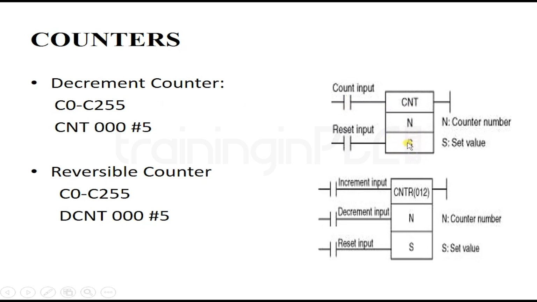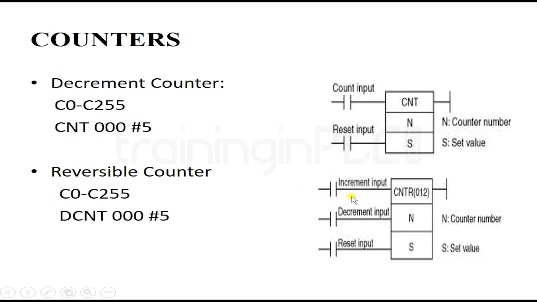For example, if your set value is 5, if you give the pulses, it will be counting from 5, 4, 3, 2, 1. Once it reaches 0, your decrement counter output will be on. This is about the decrement counter, and it should have a separate reset button.